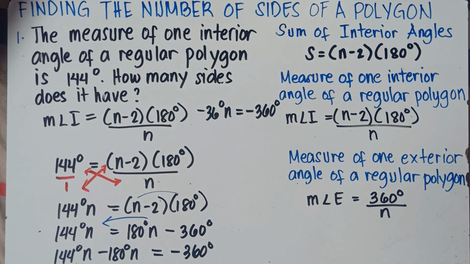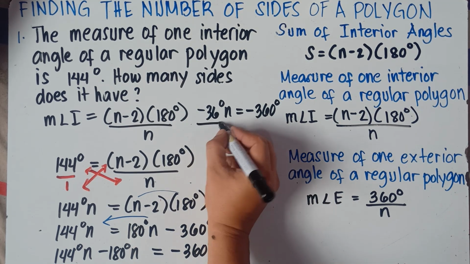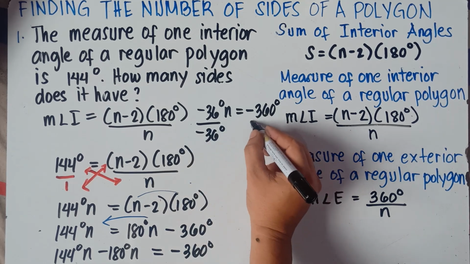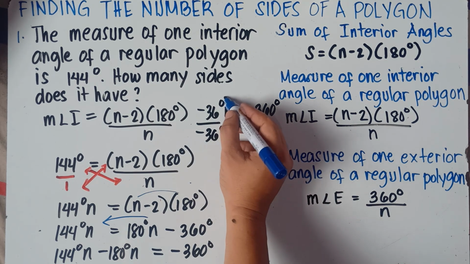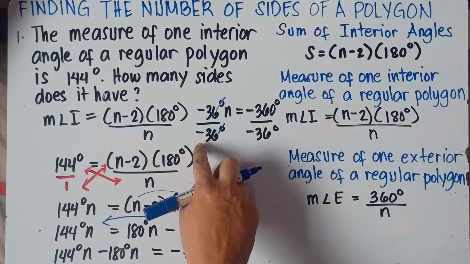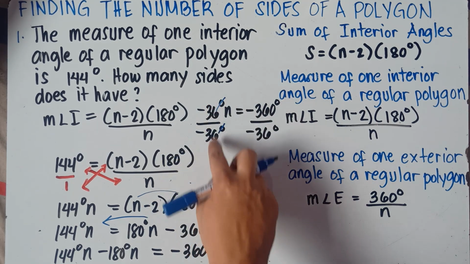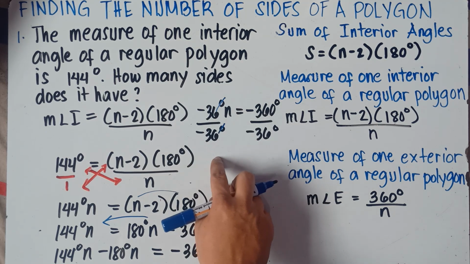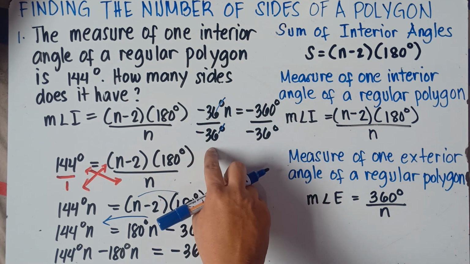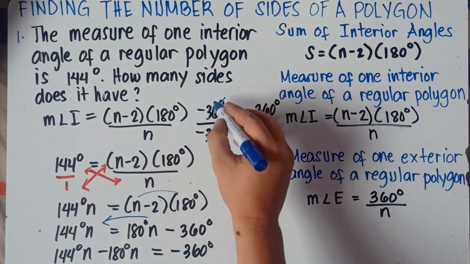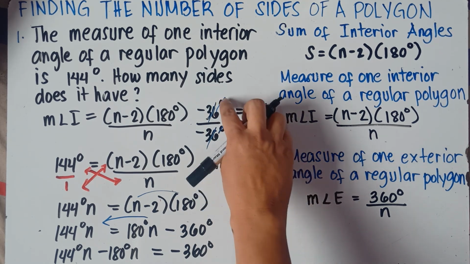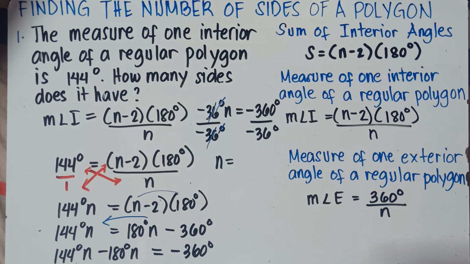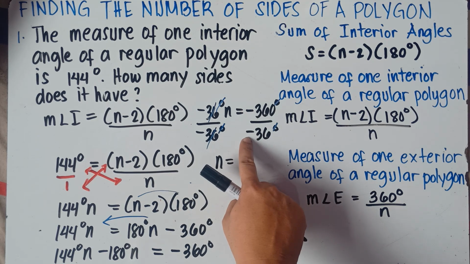And to get the value of n, you divide both sides by negative 36 degrees. So cancel degrees. Of course, negative divided by negative is positive, or we can simply cancel this out because 36 divided by 36 is 1. So we can cancel this out and then simply copy n. Do not forget, class, to cancel degrees. And negative divided by negative is positive.